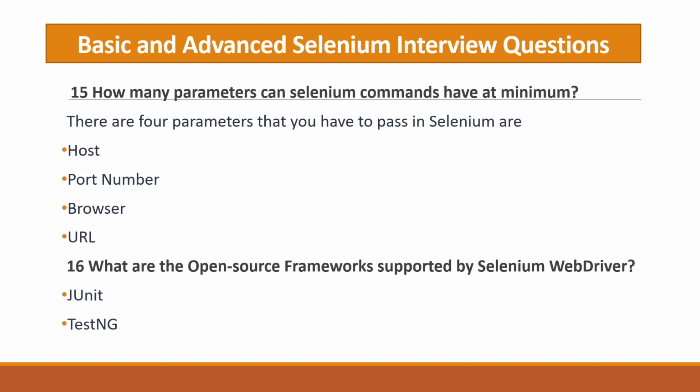Then the next question is, how many parameters can Selenium commands have at minimum? There are 4 parameters that you have to pass to Selenium. The first one is host, the next one is port number, the next one is browser, and the next one is URL. So these are the 4 parameters we are going to pass inside our Selenium. Then only you can start your application to be tested, right?